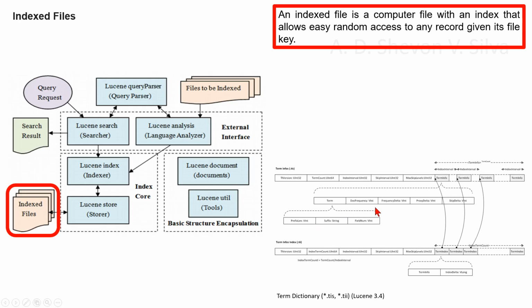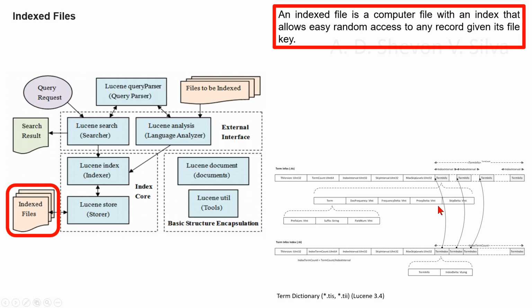Document frequency, docFreq, is the count of the documents which contain the term. Frequency delta, freqDelta, determines the position of this term's frequency data within the .frq file. In particular, it is the difference between the position of the term's data in that file and the position of the previous term's data, or 0 for the first term in the file.